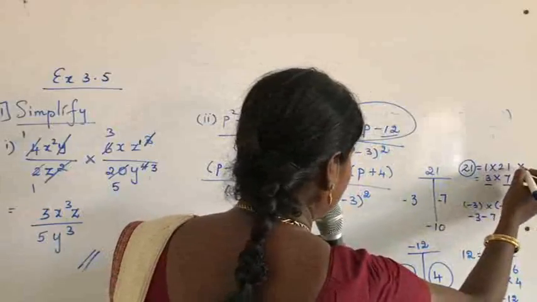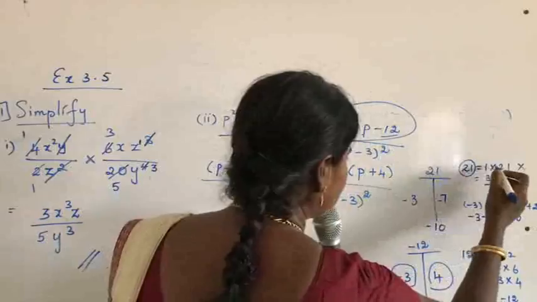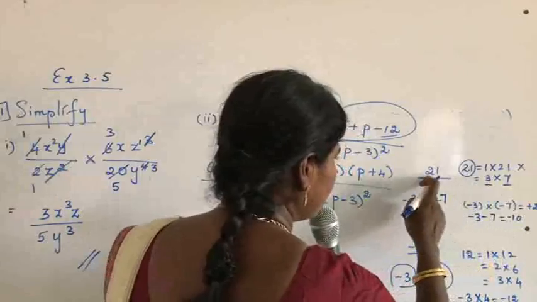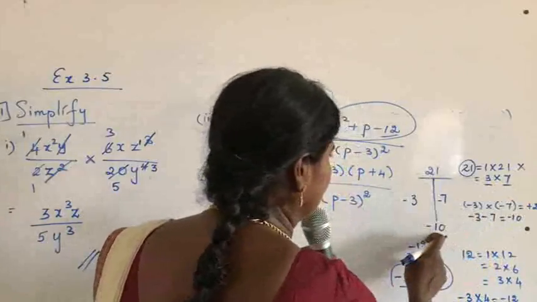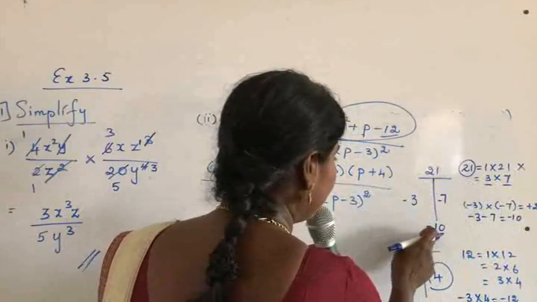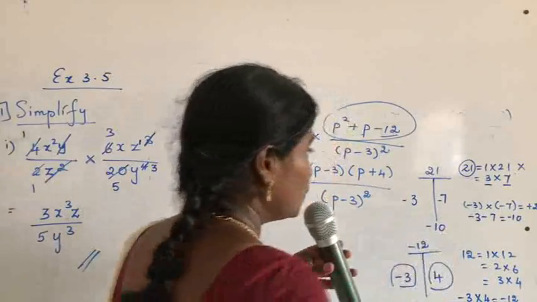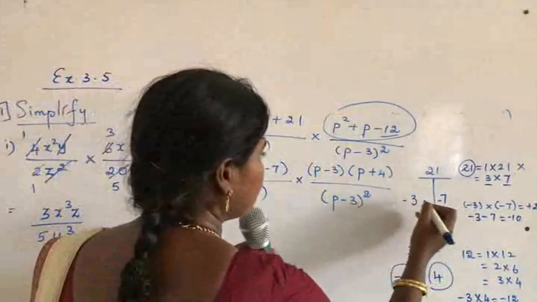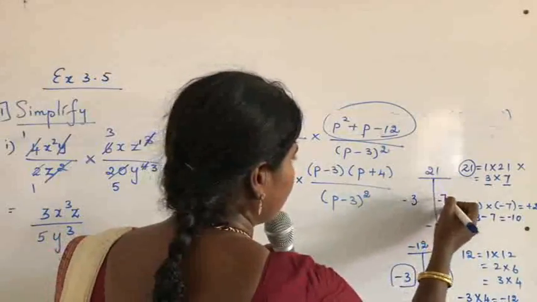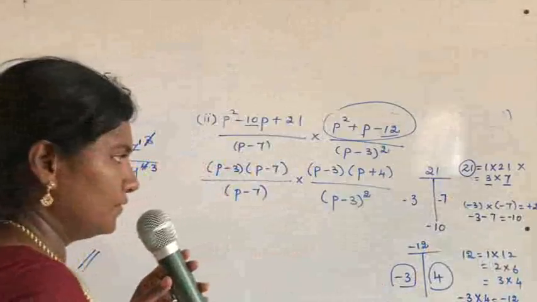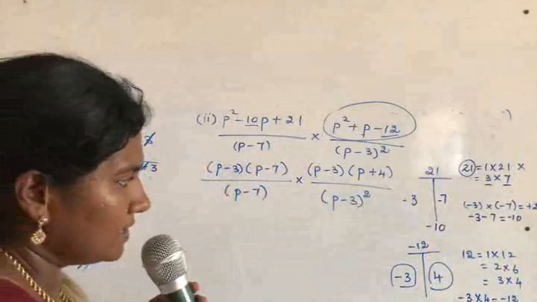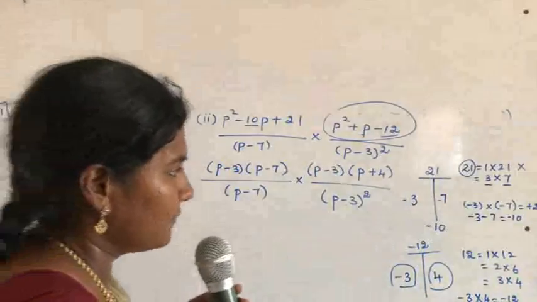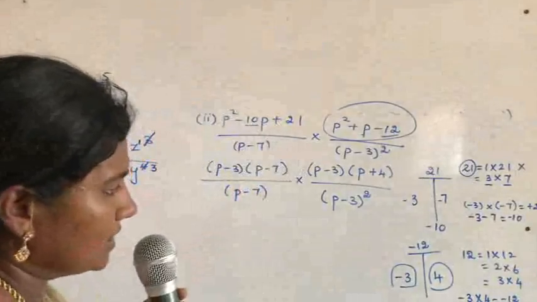So 1 into 21 cannot be chosen since the product gives you 21, but the sum doesn't give you 10. So you have to take the numbers 3 and 7. 3 and 7 gives you 21, and when you take the sum, you get 10. But now there's a small change. We don't have plus 10, we have minus 10. So we have to change the sign. So you're just going to insert minus, minus. Minus 3 into minus 7 gives you plus 21. Minus 3 minus 7 gives you minus 10. This 3 plus 7 gives you 10, and the sign of the bigger number, that is 7, is minus, so you get the answer as minus 10.